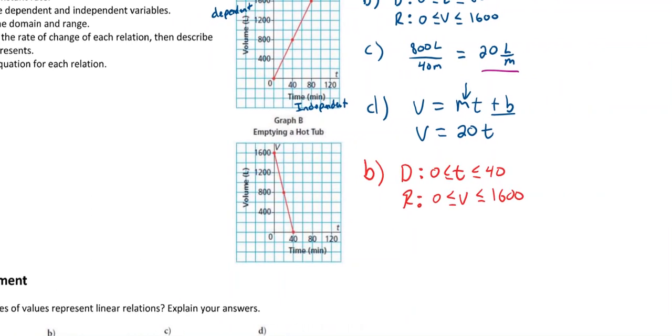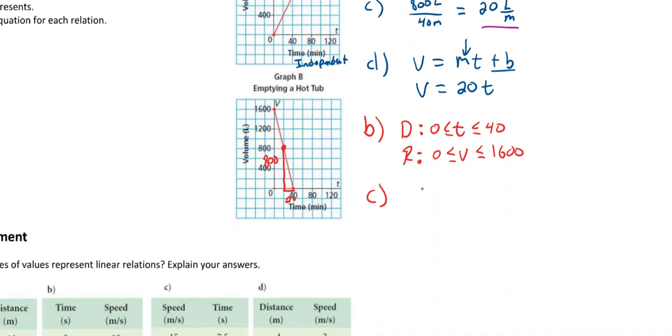C, so the rate of change now. What would our rate of change be on this one? So let's do this again. Making a triangle again, I'm going to pick probably this one, a little bit smaller numbers. So now we've got 800 for our rise, and we've got 20 for our run. Okay, so 800 liters over 20 minutes. What would that be? So 40 liters per minute. Right, so there's my slope.